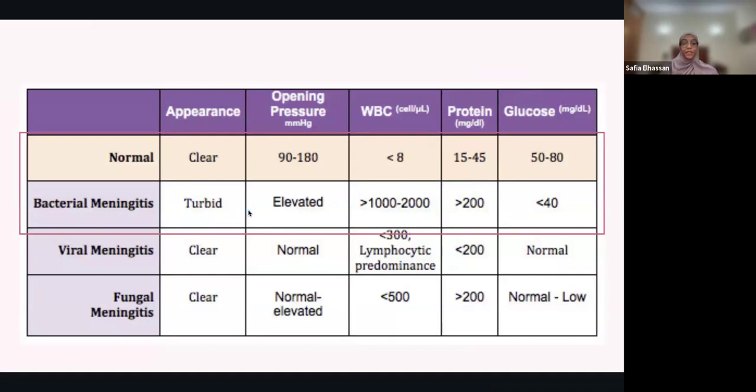So for bacterial meningitis specifically, I want you guys to focus on this. The appearance would be turbid or cloudy as compared to normal CSF, which should be clear. It would have an elevated opening pressure, because of the edema leading to increased intracranial pressure. It would have a high white blood cell count, specifically neutrophil predominant. It would have a high amount of protein and low glucose because the bacteria would be using up the glucose.